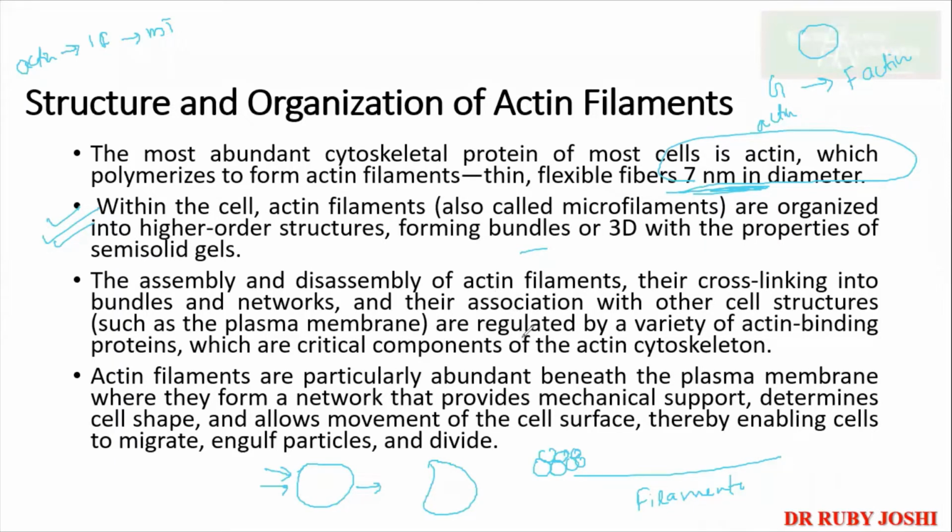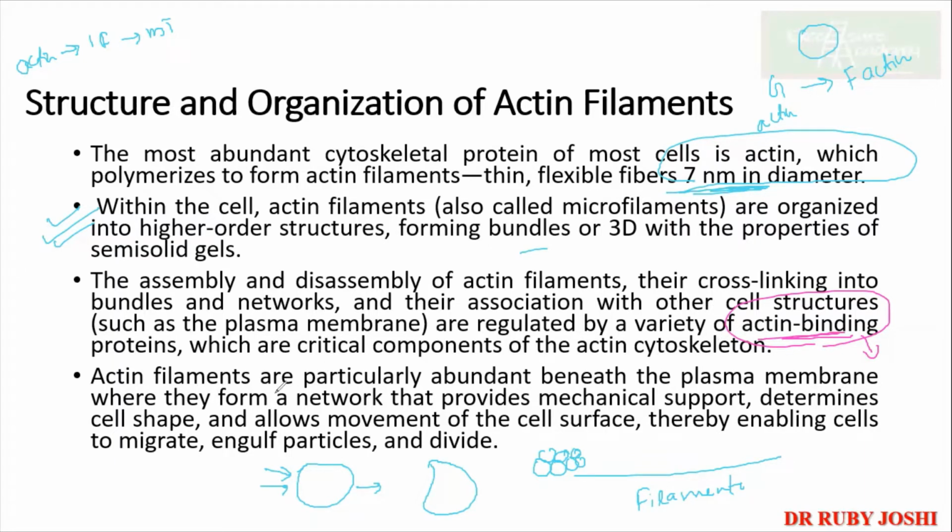Okay. Now, the assembly and disassembly of actin filaments, their cross-linking into bundles and networks, and their association with the cell structures like the plasma membrane, are all regulated by actin-binding proteins. So we have already discussed these actin-binding proteins when we were talking about ankyrin, band 3, glycophorin. तभी हमने ये सारे पढ़ लिए थे actin-binding proteins के बारे में. If you remember, spectrin, band 4.1, ये सब हमने तभी mention किया था. Okay, so again we're going to discuss all this. So they are the important components of the actin cytoskeleton.